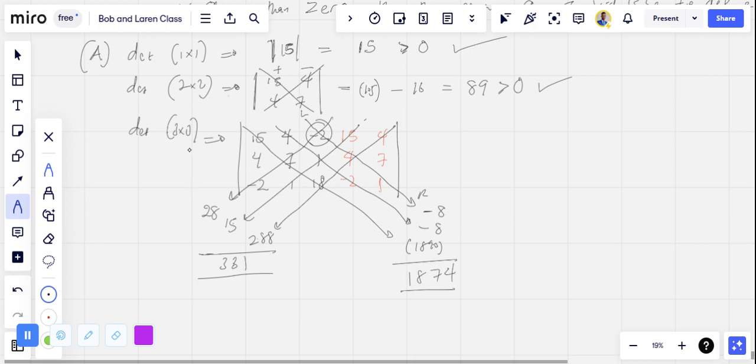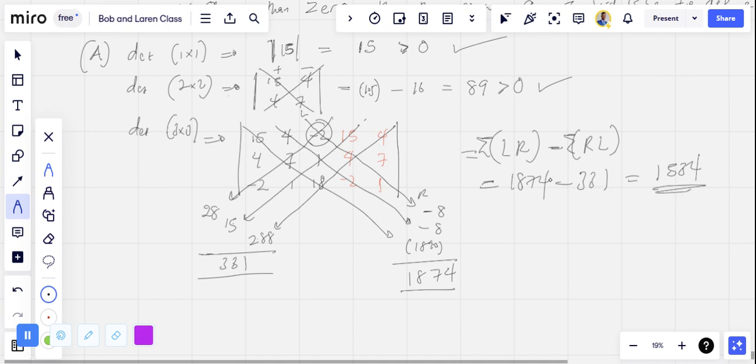So therefore, the determinant of this 3 by 3 matrix is the result of the left to right diagonal minus the result of the right to left diagonal. I don't even write it, sorry for that. The summation for this left to right diagonal minus summation of the right to left. This left to right diagonal is equal to 1874, minus 331. So 1874 minus 331, I have the result as 1534.